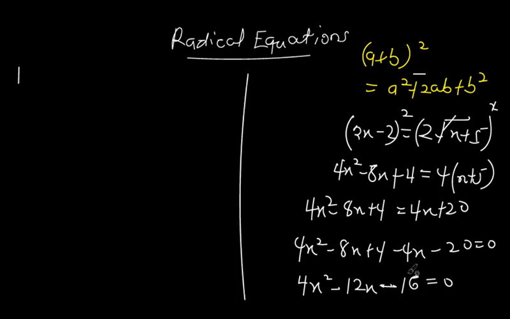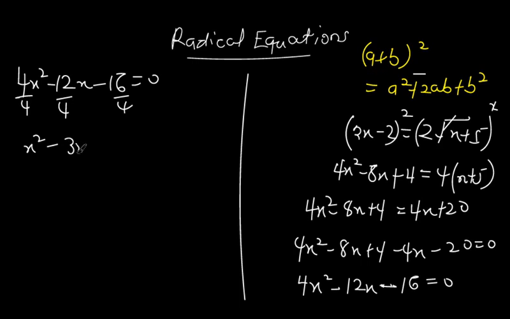Okay, so we have 4x squared minus 12x minus 16 is equal to 0. From here we know 4 can go into all of this, so we divide all by 4. For this example 4 will go through, so we have x squared minus 3x minus 4 is equal to 0. Now from here we can just simply factorize and then we get our answer.